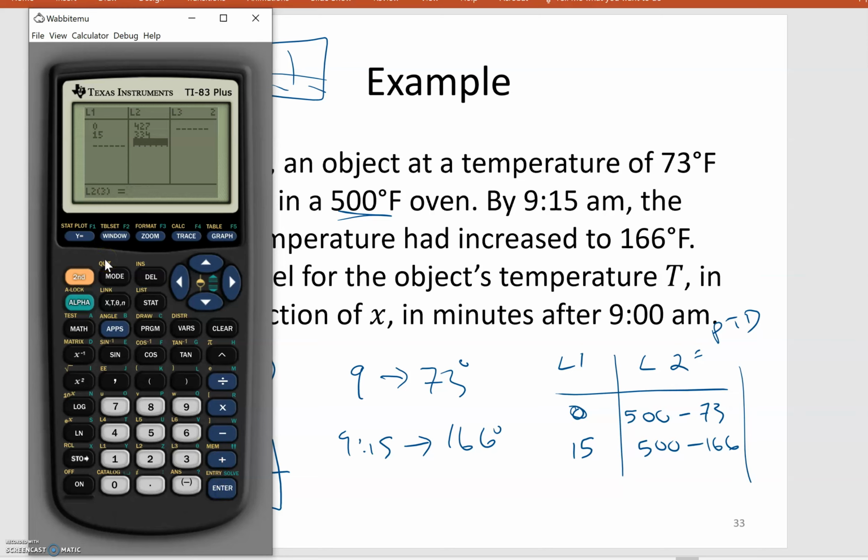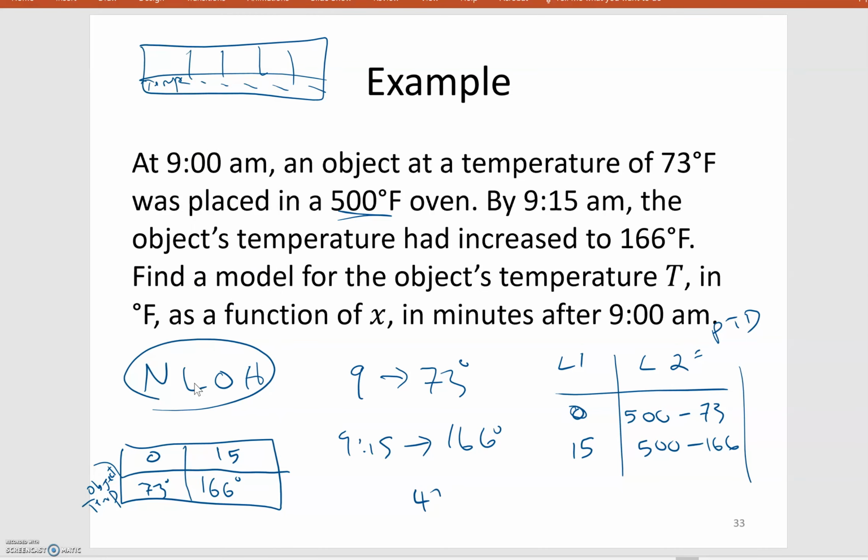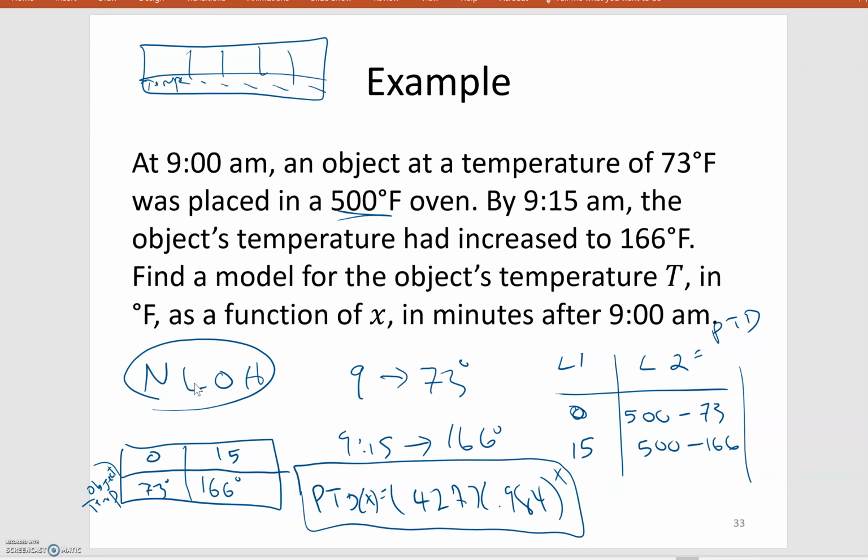And now we're going to do exponential regression. This is still going to be the PTD function that we end up finding when we do this regression. We're going to do exponential regression, and now we can just do L1 and L2. Okay, so there's our PTD function: 427 times 0.984 to the x. That's your PTD of x.